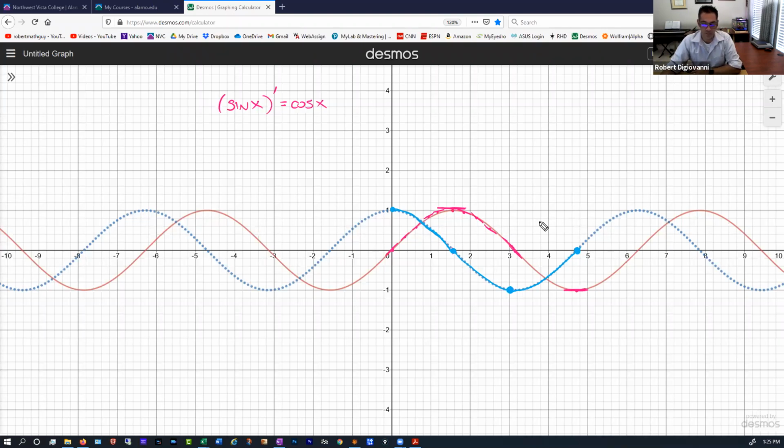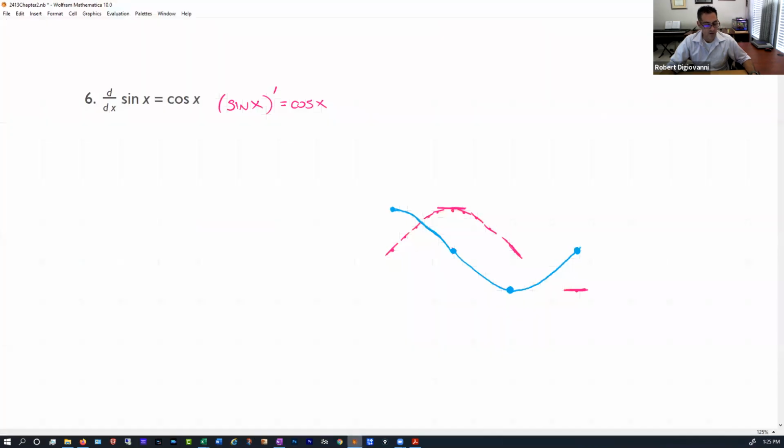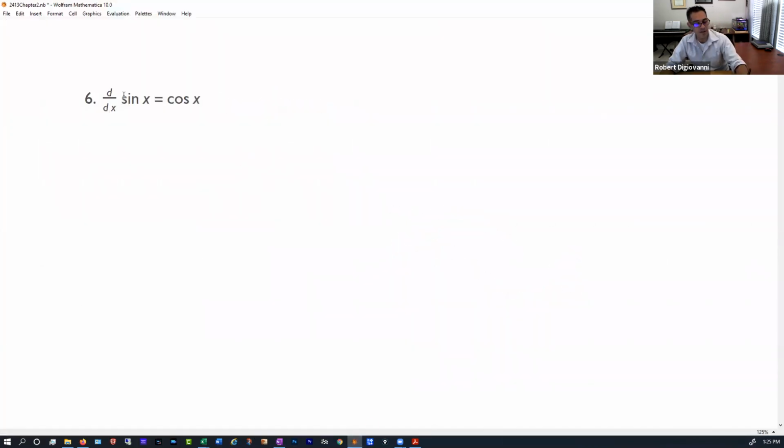I just have a question for cosine and its derivative being negative sine x. Okay. Well, we'll get to that one. That's going to be next. Okay, so this is now something you all need to know, all right? Everyone here needs to know that the derivative of sine of x is cosine x.